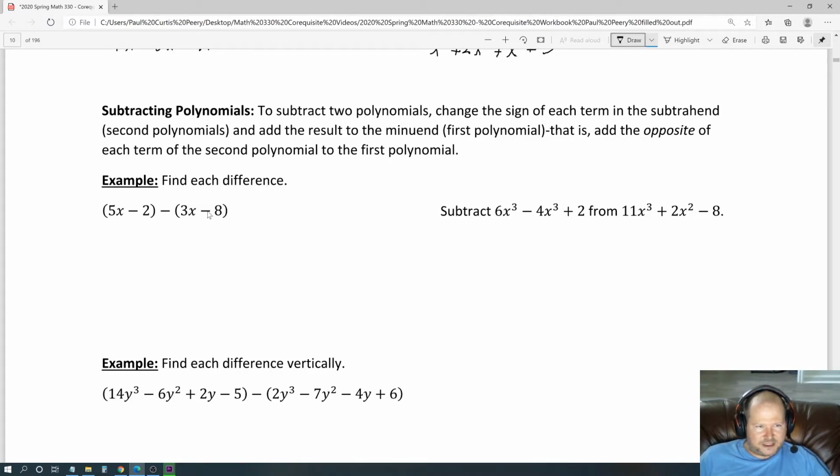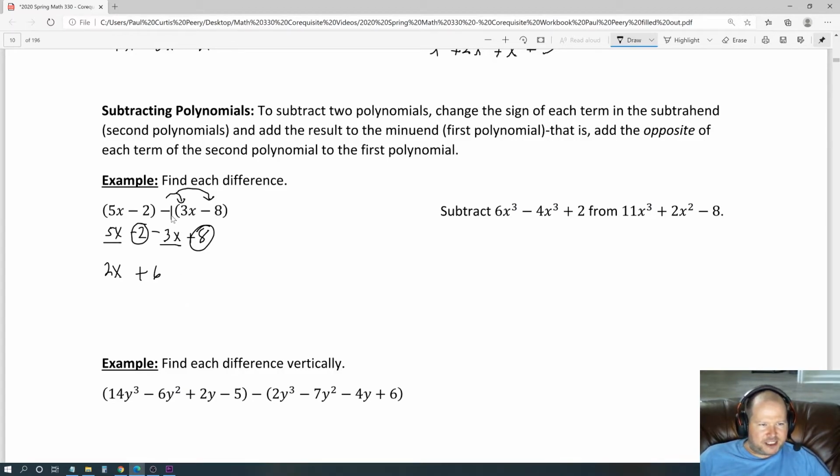So find each difference. Now, there's something a little bit different in here in that there's two ways of looking at this. One is you can think of the negative 1 as being distributed within there, in which case you are going to say negative 1 times positive 3x gives me a negative 3x. And you would say negative 3x, and then negative 1 times negative 8 gives you a positive 8. Then you would combine like terms. 5x minus 3x is 2x, and negative 2 plus 8 gives me a positive 6. And that's it, you're done.